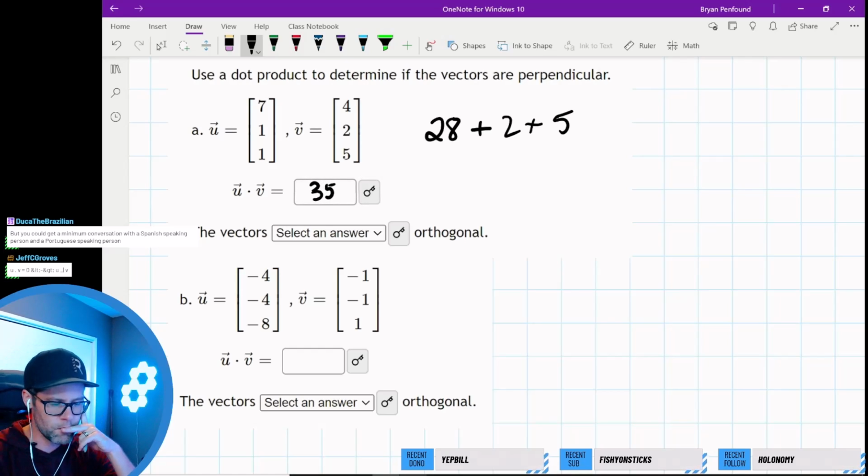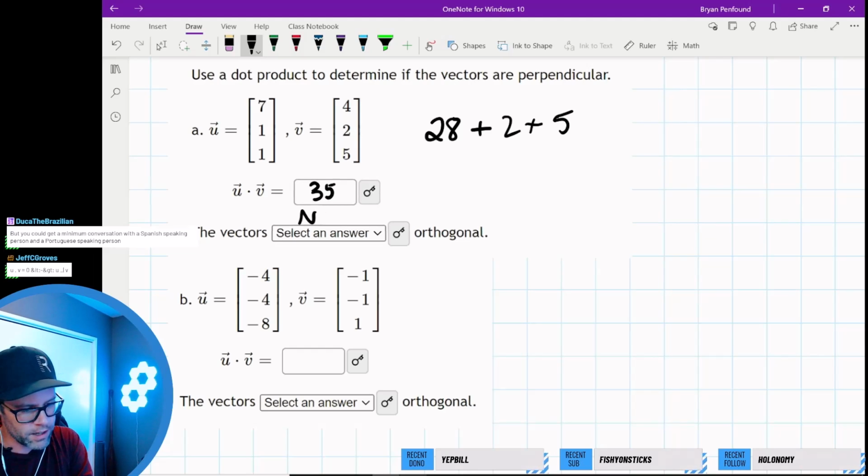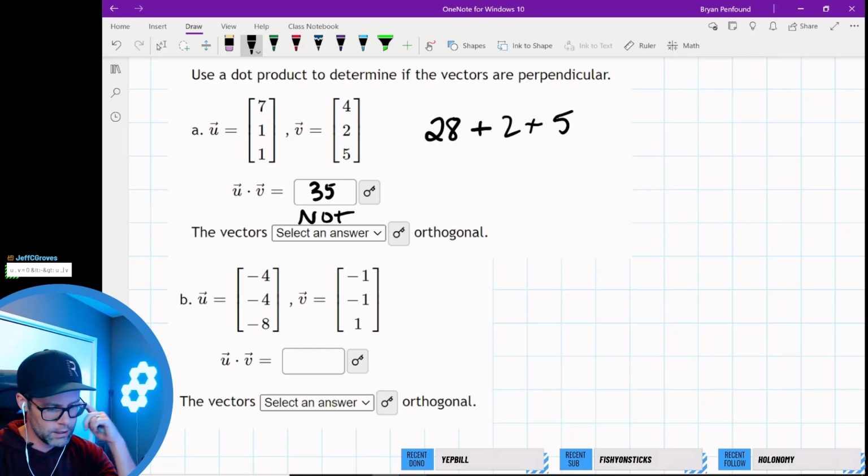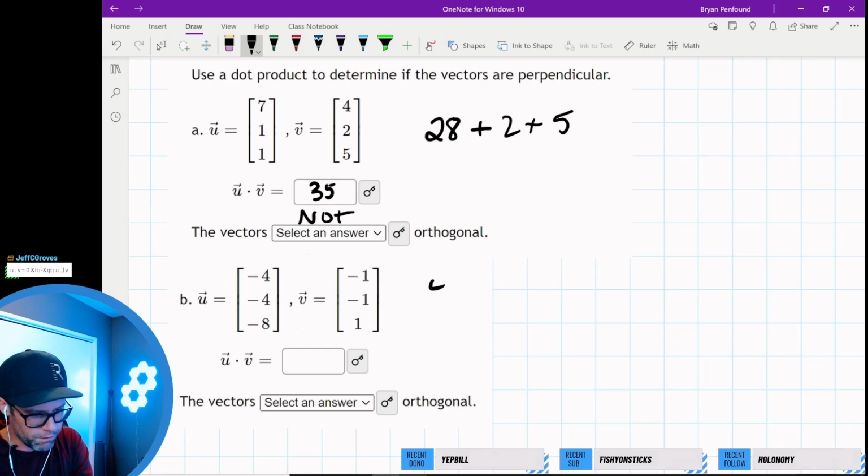35, does that sound right? 28 and 7. If that's the case, the vectors are not orthogonal. These ones look like they might come out to be orthogonal because we would get 4 plus 4 minus 8, which is equal to 0. And the vectors in this case would be orthogonal.